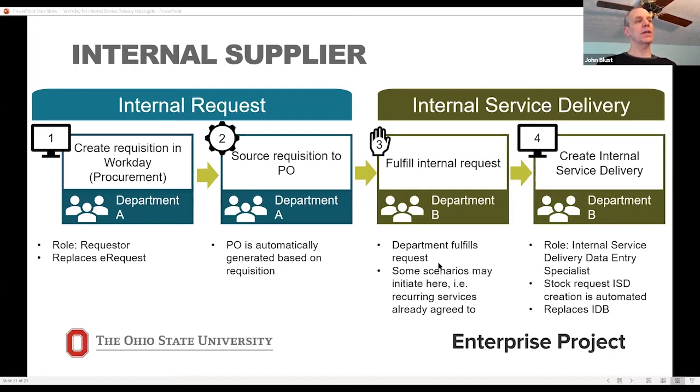And you could have some recurring services. Maybe you have a standing order for supplies from stores or something like that. So that's an option as well. After the department has fulfilled the request, that department will create an internal service delivery to charge you for that good or service. The role to do that is called Internal Service Delivery Data Entry Specialist. So it's kind of a mouthful, but again, this replaces the IDB process that we currently use.